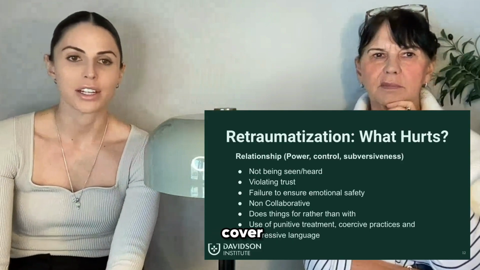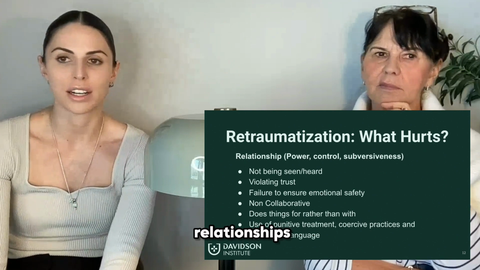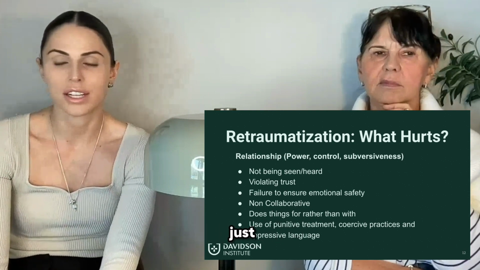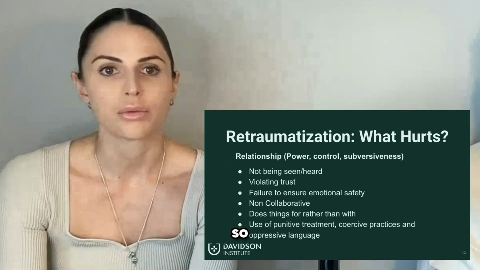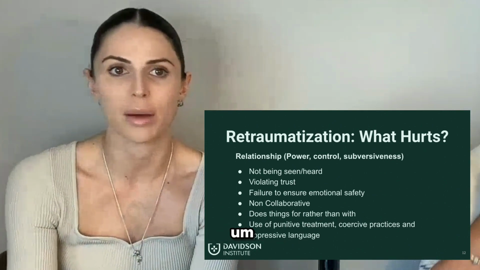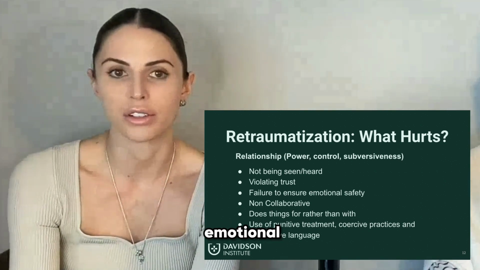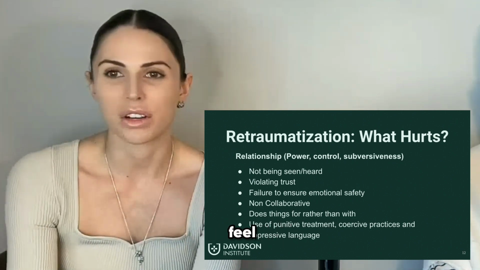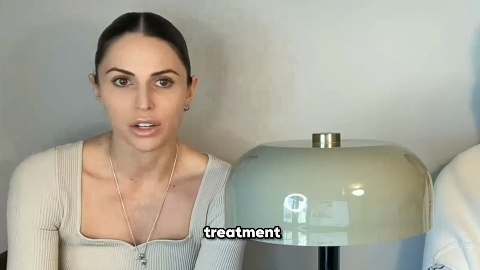So the next thing that we wanted to cover is more in terms of trauma and the relationship and how relationships can kind of re-traumatize people. So just things to be aware of if you're in a relationship with someone who has a trauma background. In relationships, there's power, control, subversiveness, not being seen or heard, violating trust, failure to ensure emotional safety, a relationship that doesn't feel collaborative, doing things for rather than with, and use of punitive treatment, coercive practices, and oppressive language.